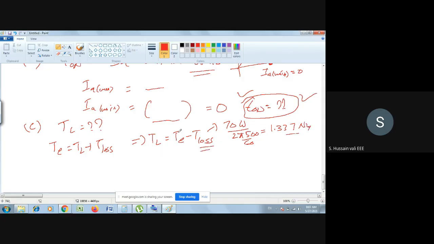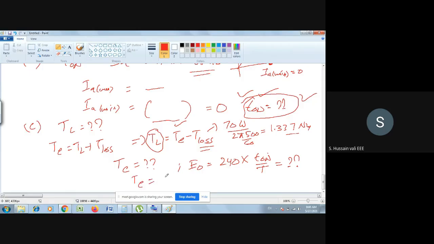What is the only unknown? TE we need to find out. Then only we will get the answer for TL. How do we find out TE once again? To find out TE, what do we require here? At this T on, we will find out E naught. How do you find out E naught? E naught is equal to 240 into T on by T. So T on we got from part B, that we substitute, then we get the value of E naught. So that is the input voltage we got.